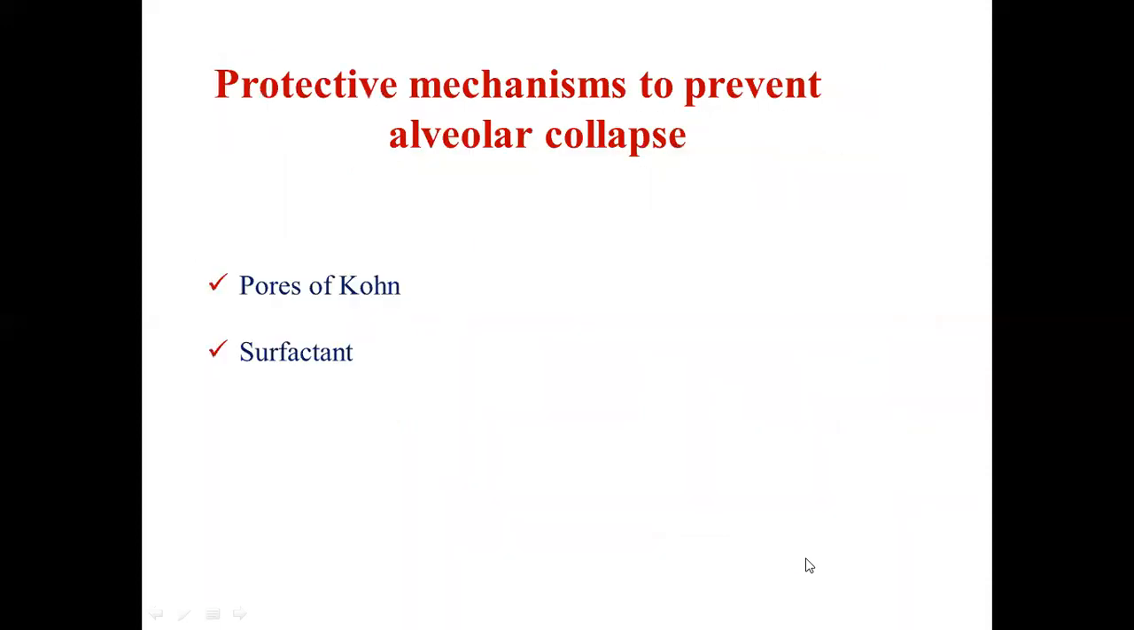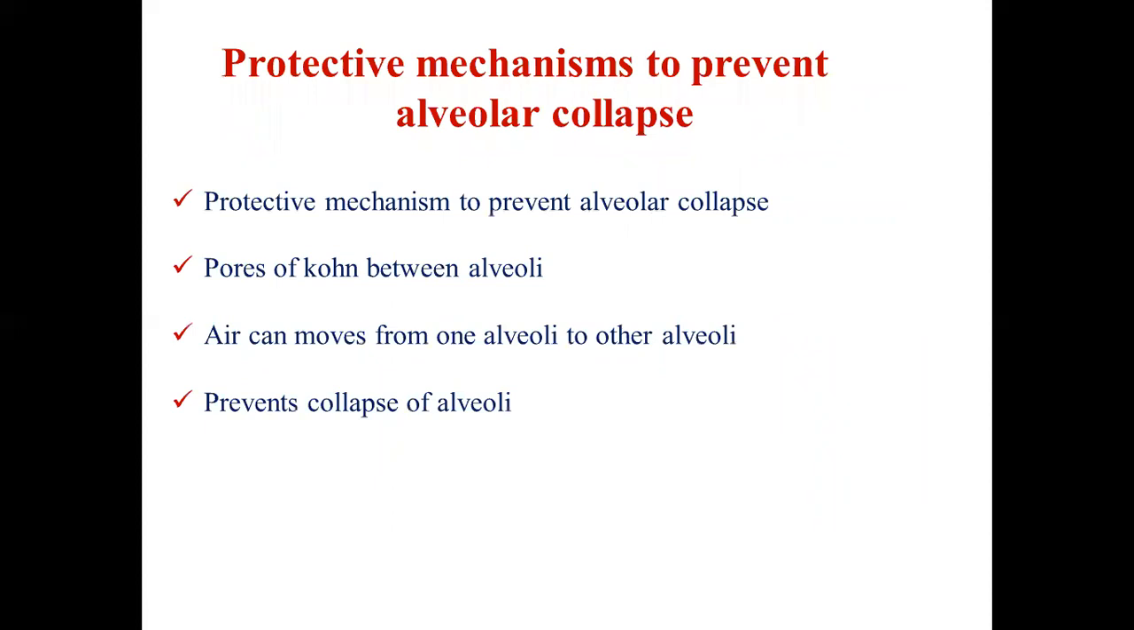Now, alveolar collapse normally tends to happen due to the unequal sizes of the alveoli, but there are mechanisms which prevent this collapse. The first is channels known as pores of Kohn, and the second important factor is surfactant. These protective mechanisms prevent alveolar collapse. So there are pores of Kohn.